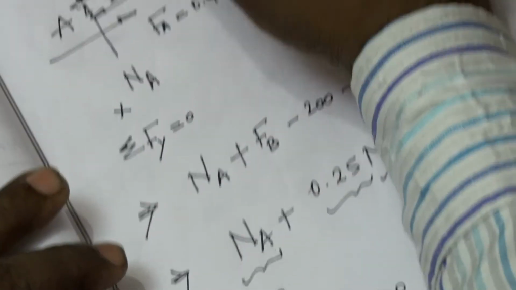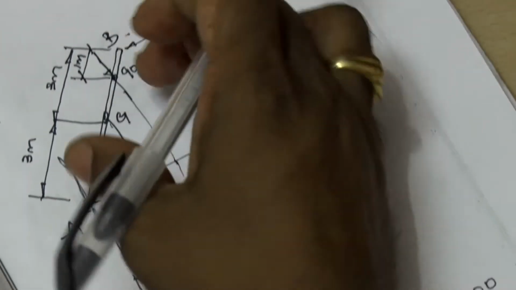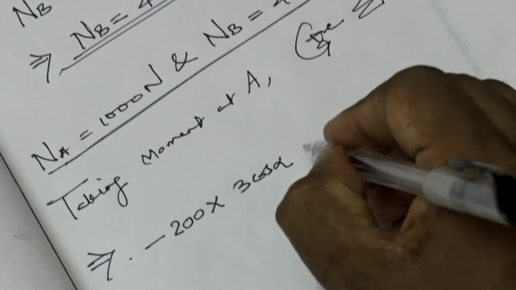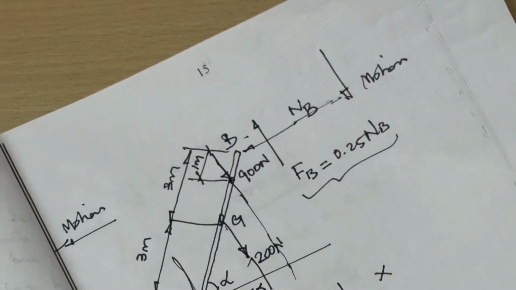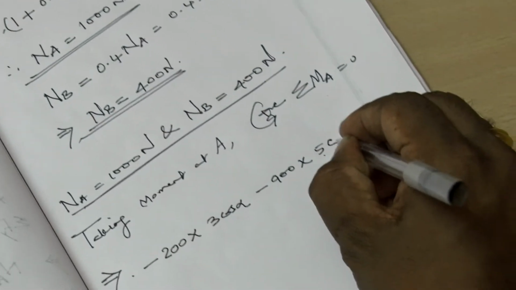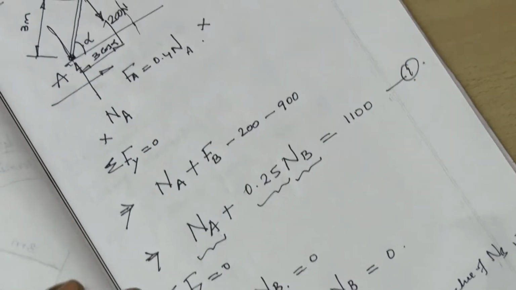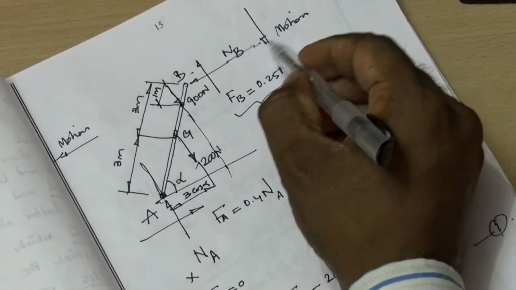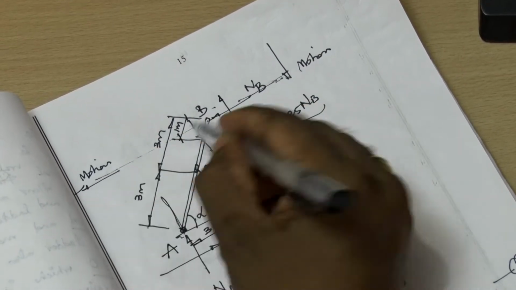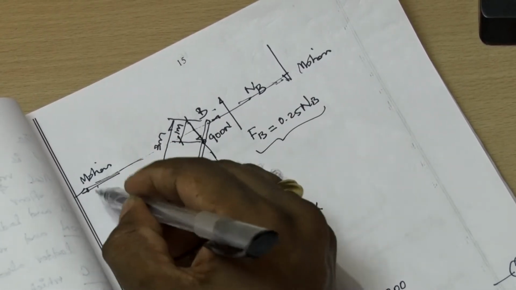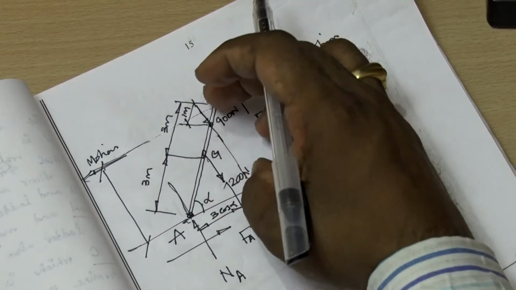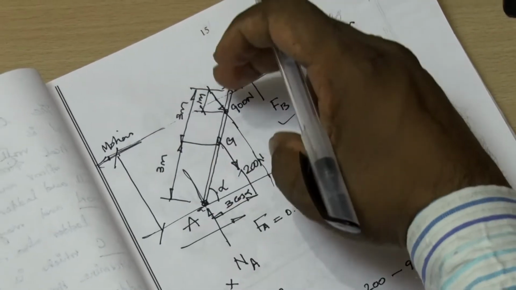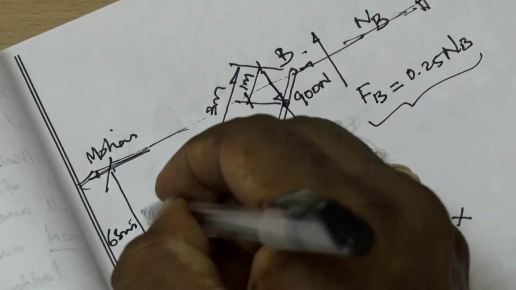Again minus 900, multiplied by the distance. Total distance is 6, you have 1, therefore this distance is 5. Once again, this is 5 cos alpha. Again we take this force, NB, and this distance is sin alpha. Total is 6, therefore this is 6 sin alpha.